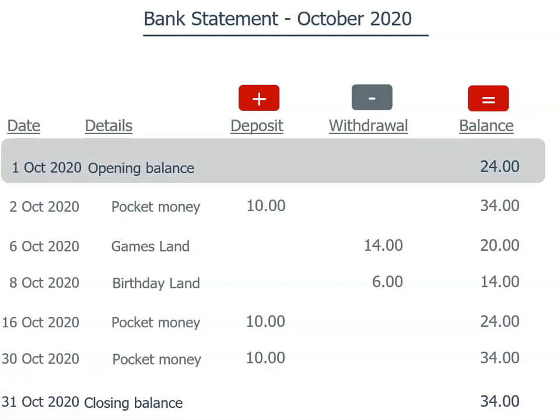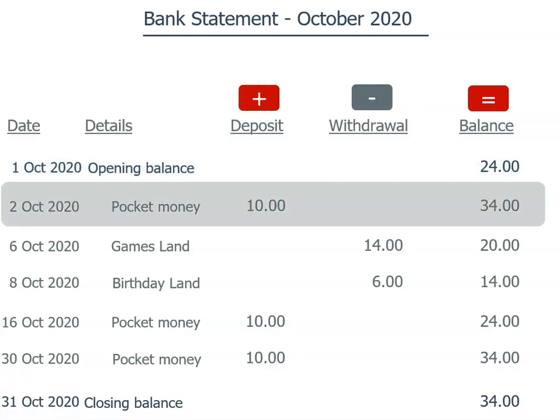Now, if we have a look, you can see on the 1st of October, we have the opening balance. This just tells us how much we've got in the bank. So there's no deposit or withdrawal. It's the balance at the start of the month, and there's $24.